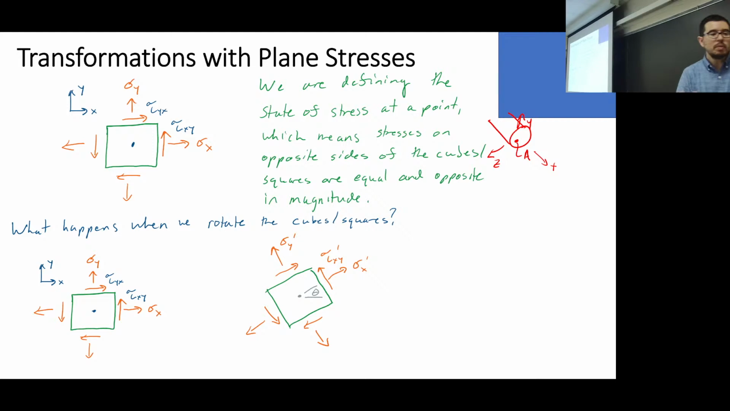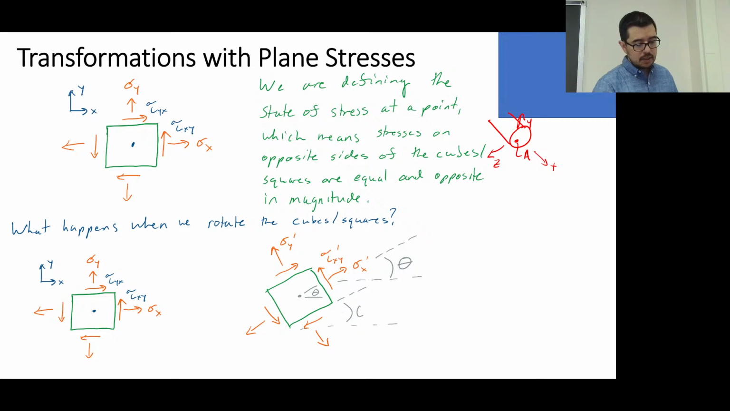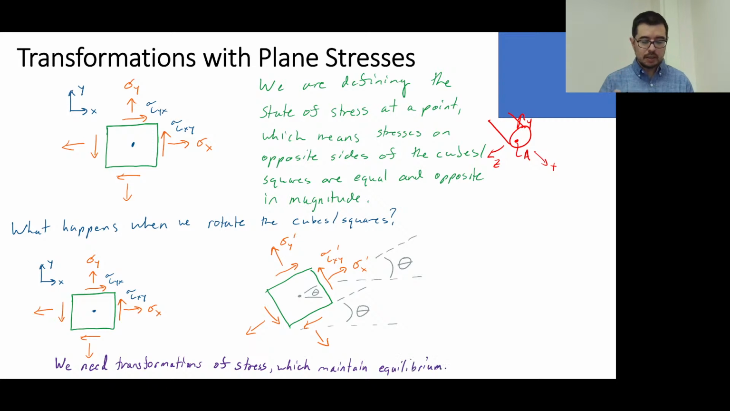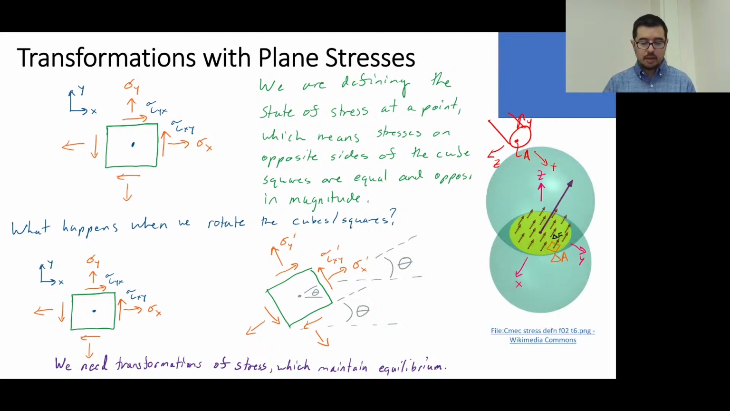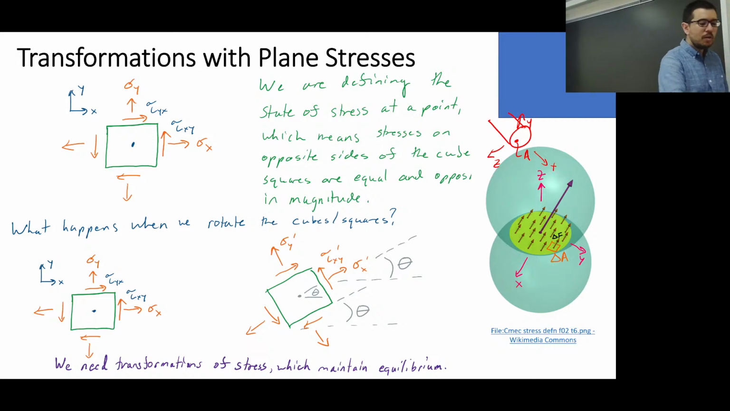So one thing that remains true with all this mess is that we need transformations of stress which maintain equilibrium. That's our path to being able to go from one state of stress to another state of stress for an element that's rotated. They both have to satisfy equilibrium. So like, oh, well, I know all about that. I know how to satisfy equilibrium.